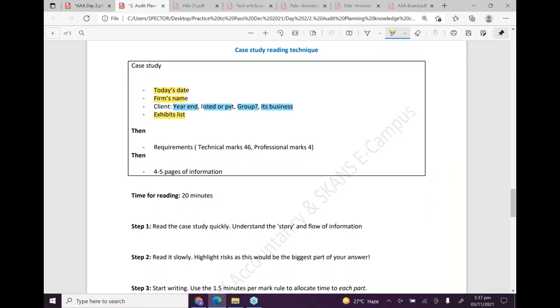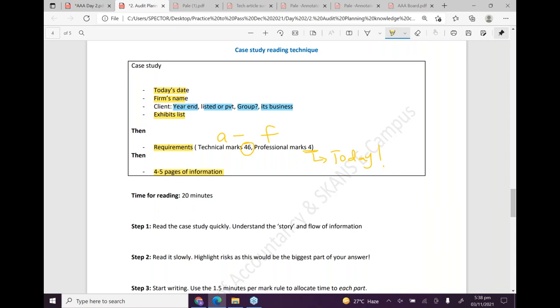On the next page, which is normally exhibit 1, you would have the requirements. Remember, it could be anywhere between A to F. So sometimes there are only 4 parts, sometimes 5 parts, sometimes 6 parts. There are 46 technical marks, 4 professional marks that I'm going to cover in just a few minutes from now. And then afterwards, you have about 4 to 5 pages of information. It's rarely 5 pages, it's normally 4, but then again, this is something which is more of a trend rather than what the examiner has said.